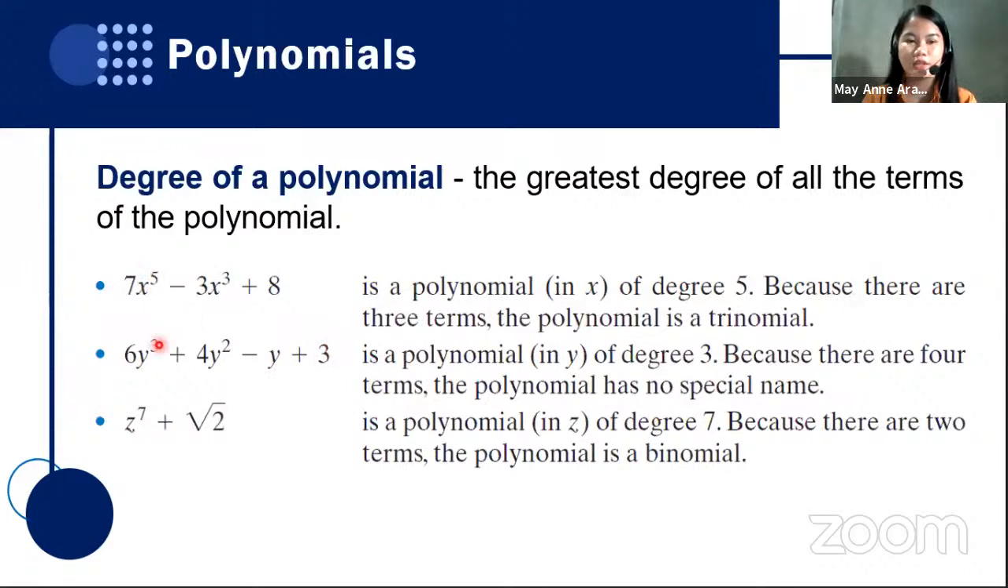And for this polynomial, its degree is 3. And for this, the degree is 7. So this is a binomial and this one is a trinomial because it has 3 terms.